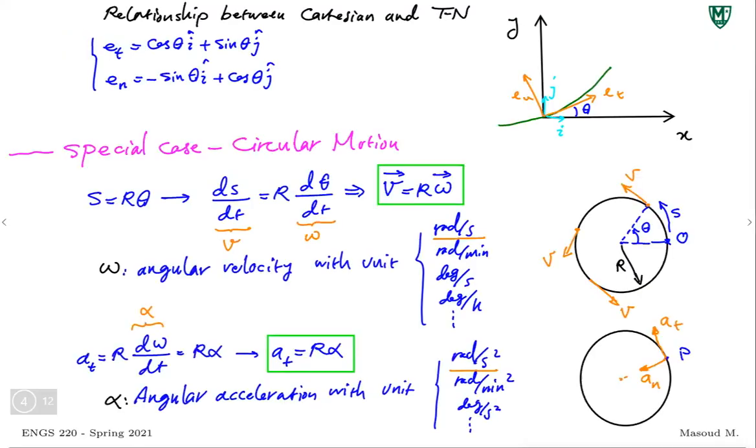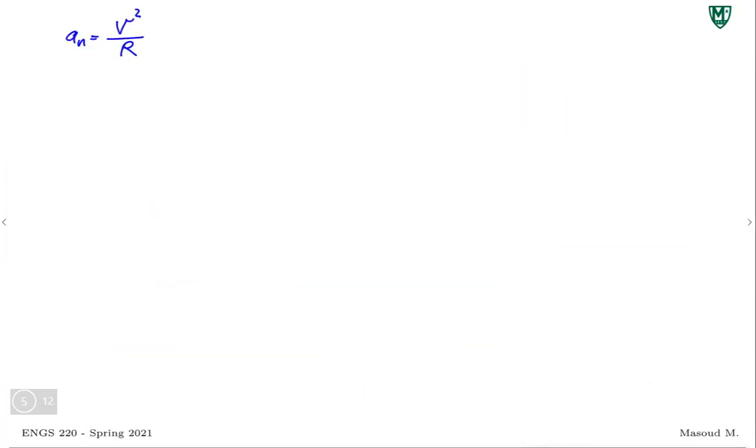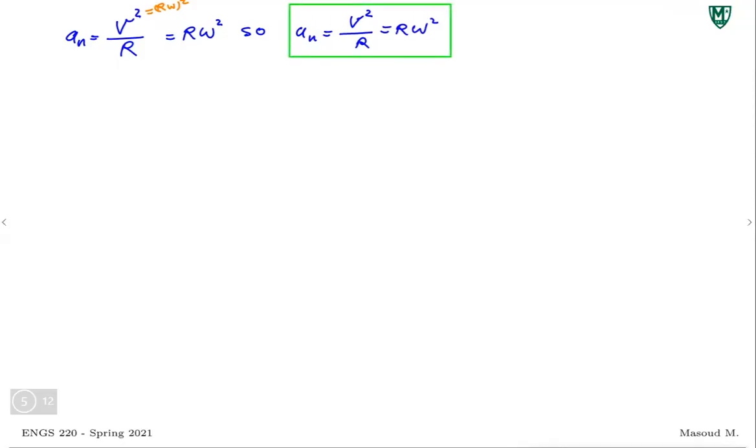Now, let's just not use vector notation for now. Since we know V is R omega, I can replace V with R omega in the equation. V squared becomes R omega, squared, which gives R omega squared. So AN can be V squared over R or R omega squared. Either one works. Therefore, acceleration would be AT ET plus AN EN, with AT and AN defined before.